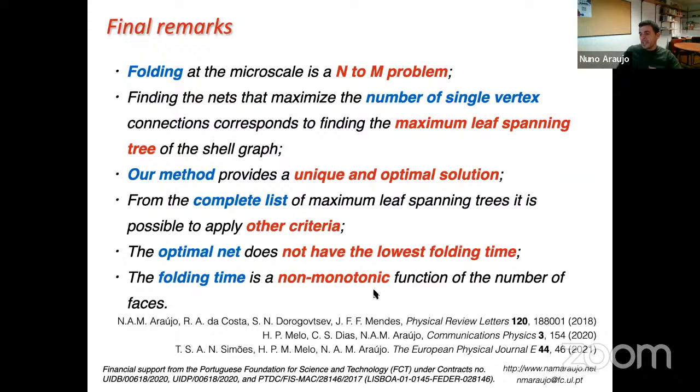hierarchy of folding. So as you can imagine, as you make the structure more complex, things become even more difficult to tackle. So thank you very much for your time, and I will be happy to answer any question you might have related to this topic.